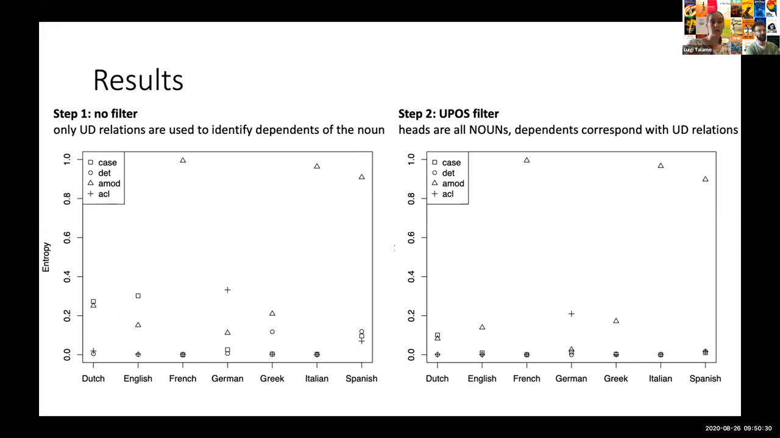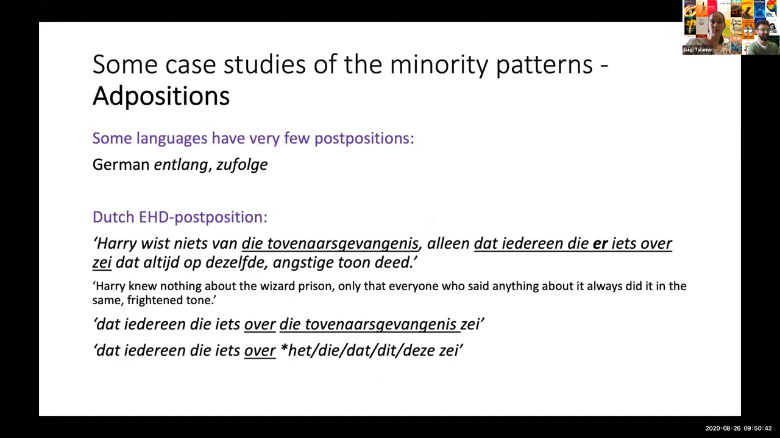So these are case or adpositions in Dutch, attributable adjectives for all languages, and relative clauses in German. So let's have a look at those. All the languages that we have included in this study are prepositional. Nevertheless, some have a few postpositions, so it was relatively easy for us to identify German entlang and zufolge as postpositions from the corpus. And then there is Dutch.